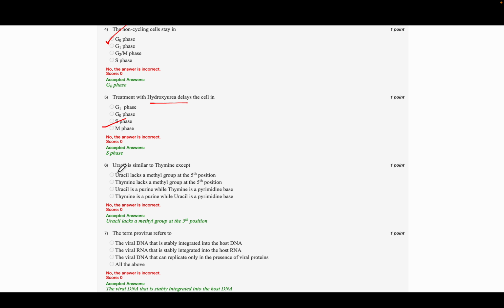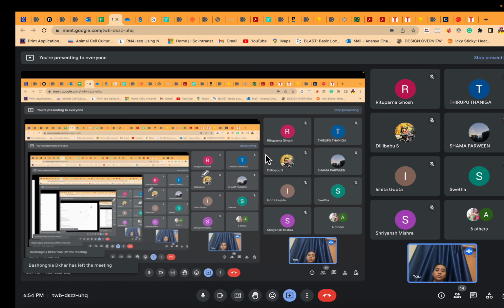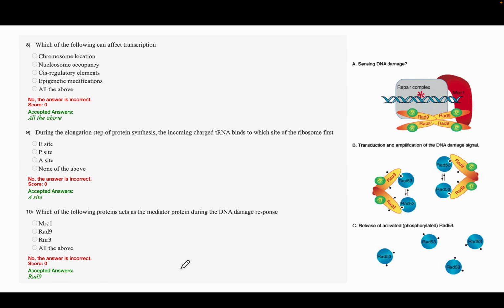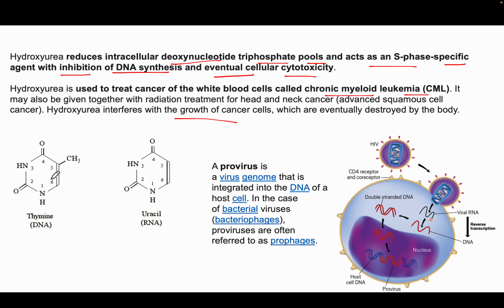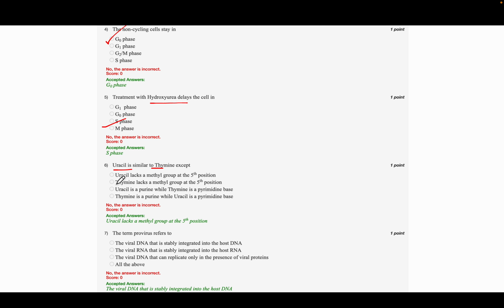Now we have to know the structure, as I told, of the purine and pyrimidine bases. Here the question is, uracil is similar to thymine, except what is the exception between uracil and thymine structure? If you see the thymine structure, 1, 2, 3, 4, 5, 6, there is a keto group at 2 and 4 carbon and a methyl group at 5 carbon. But in the structure of uracil, which is present in RNA, there are keto groups at 2 and 4 carbon, but no methyl group at 5 carbon. So the answer is that uracil lacks a methyl group at the fifth position.